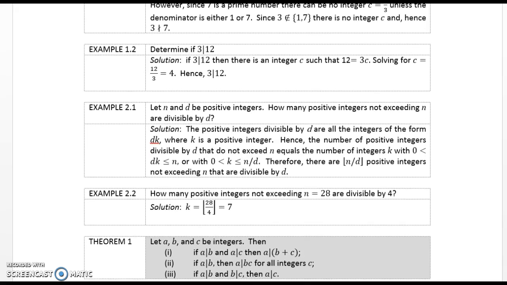Determine if 3 divides 12. Solution. If 3 divides 12, then there's an integer c such that 12 is equal to 3c. Solving for c equal to 12 divided by 3, we find that it's 4. Hence, 3 does divide 12.